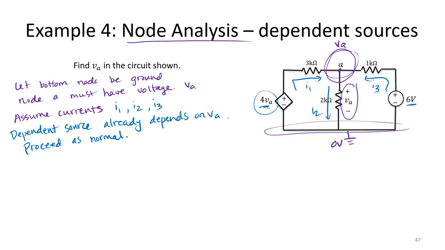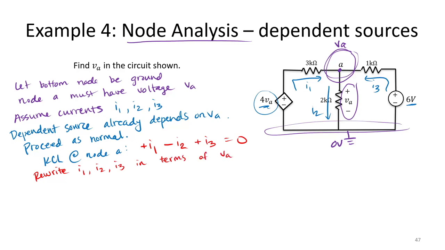So here, by Kirchhoff's current law, if we apply Kirchhoff's current law at node A, we determine that we have plus I1, because I1 is entering, minus I2, because I2 is leaving, plus I3, because I3 is entering. Everybody must sum to 0. Now we need to rewrite I1, I2, I3 in terms of our node voltage VA.